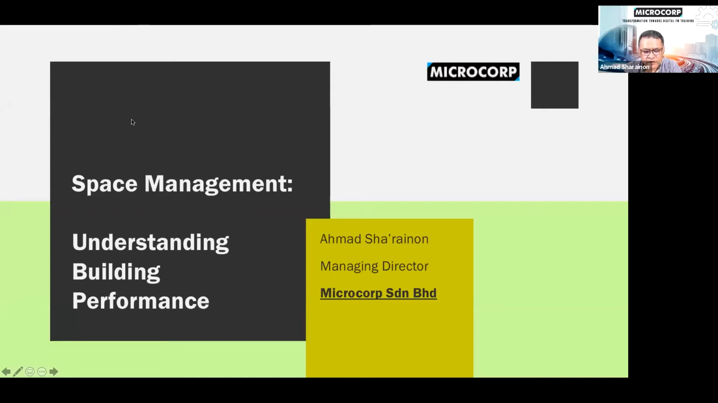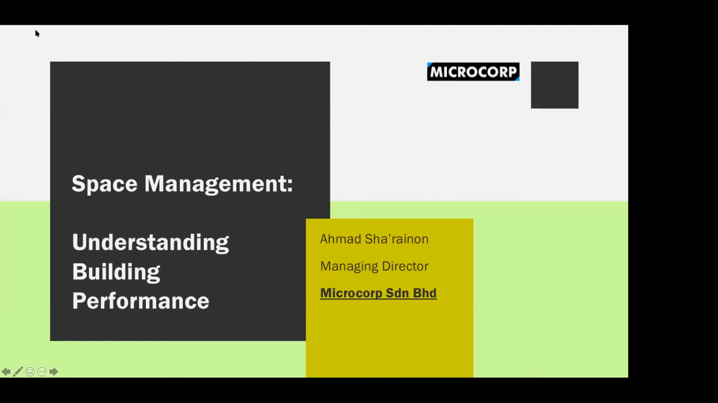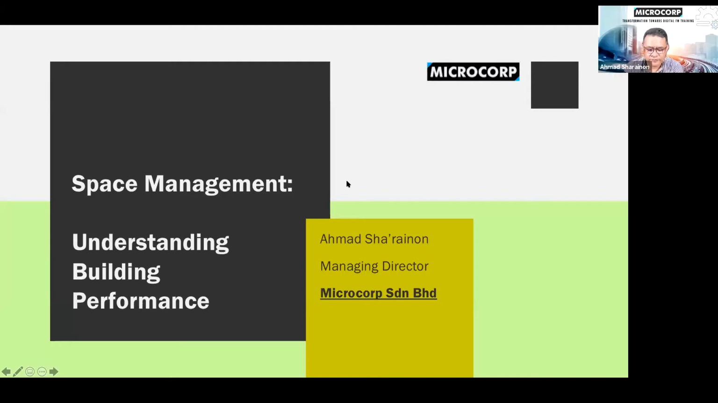participation list. Okay, space management, understanding building performance. To understand space management or building performance is actually related to understanding how we manage space. Before we can start the building performance analysis or rating, the fundamental matter you need to establish is the space. Okay, let's look at it.